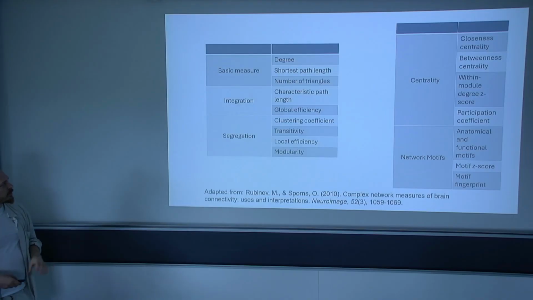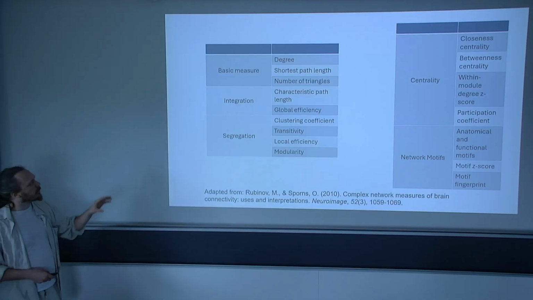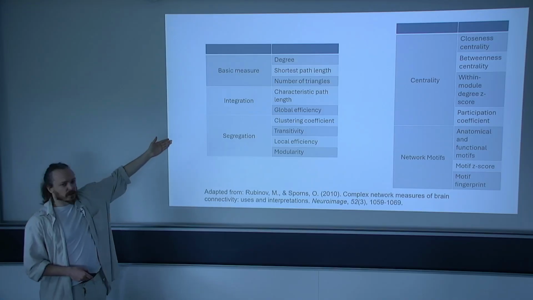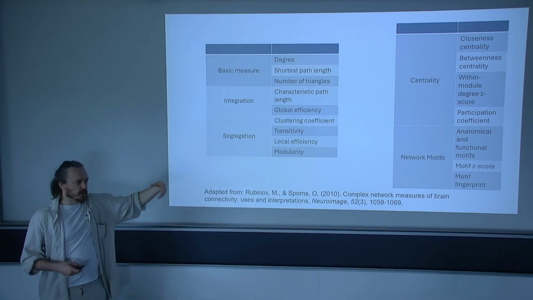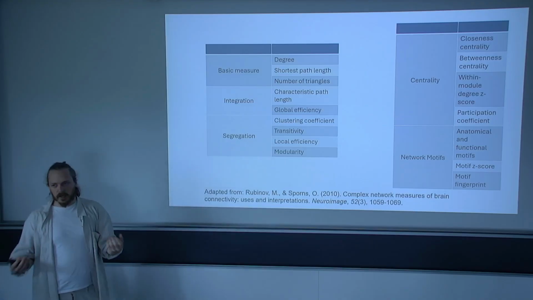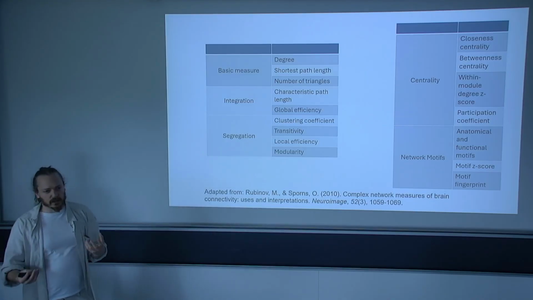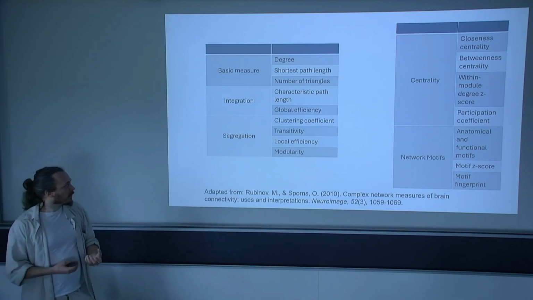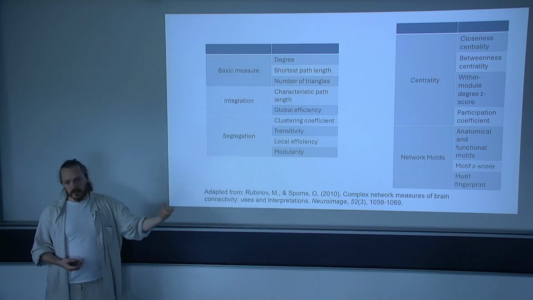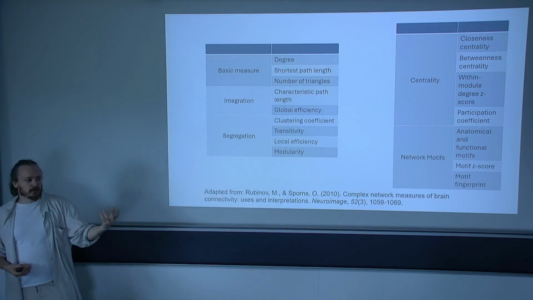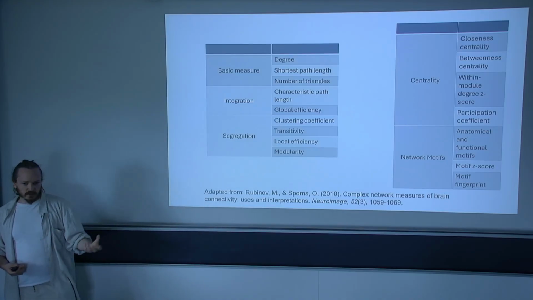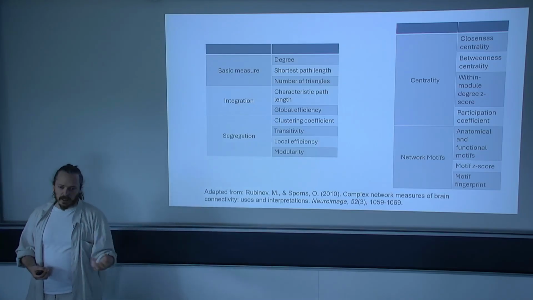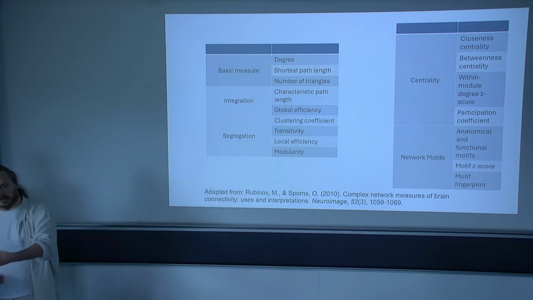I'll highlight a few of them, but one of the things I want to highlight is that some of them are associated with integration, which we associate with short path lengths, for example. It means that activity can be transmitted efficiently between different areas of the brain. And segregation. That's, for example, clustering, where high interconnectivity of certain regions means that some of the processing is likely segregated and processed locally before it's integrated.